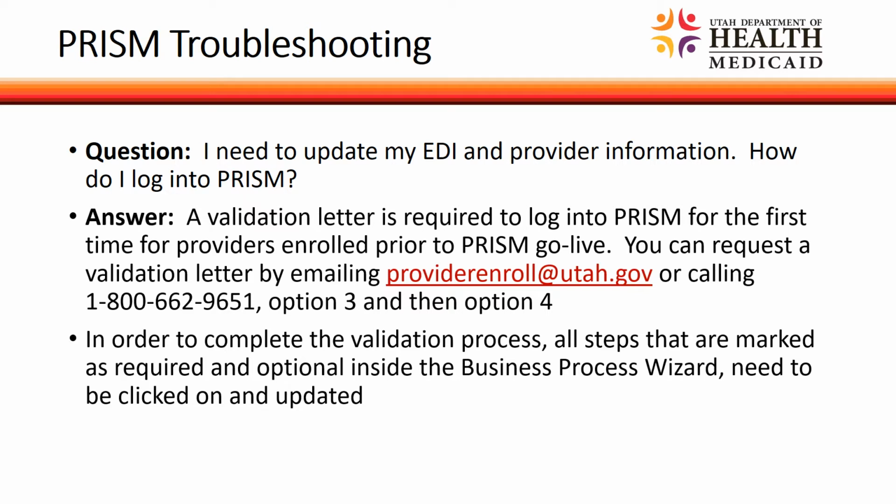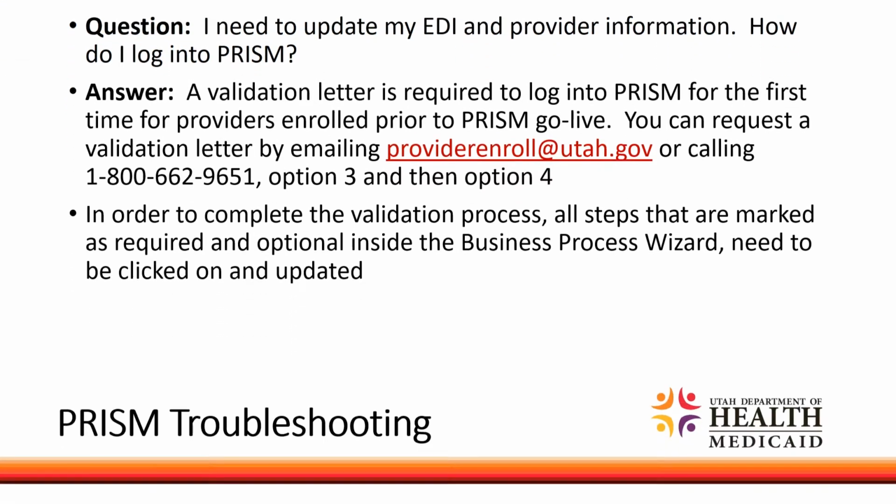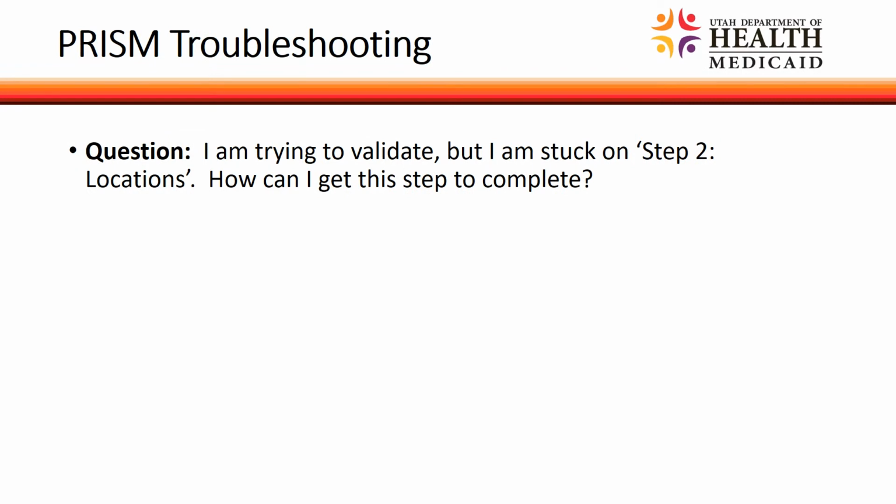In order to complete the validation process, all steps that are marked as required and optional inside the Business Process Wizard need to be clicked on and updated. And another frequent question. I am trying to validate, but I am stuck on step 2 locations. How can I get this step to complete? And the answer?